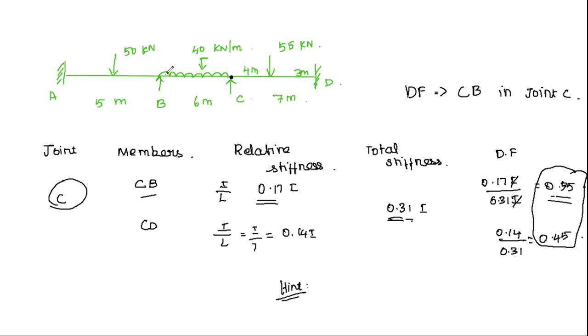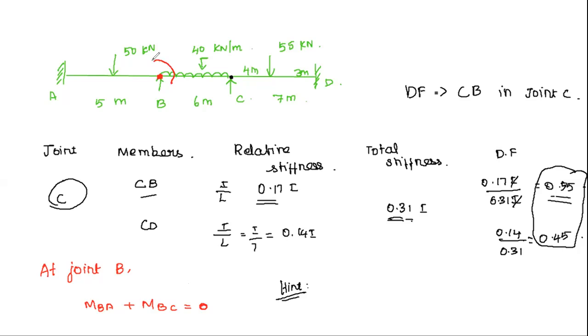In the same question, you may be asked to find the slope deflection equation for joint B. What is the equilibrium equation available at joint B? What is the external moment acting at the joint? MBA plus MBC is equal to 0. Why are we putting 0? Because there is no applied moment.